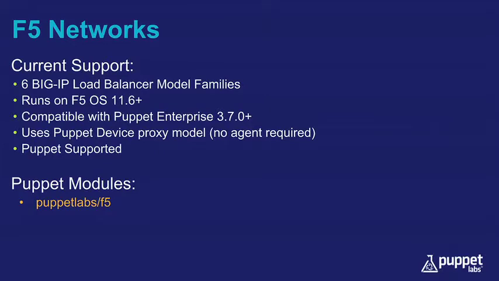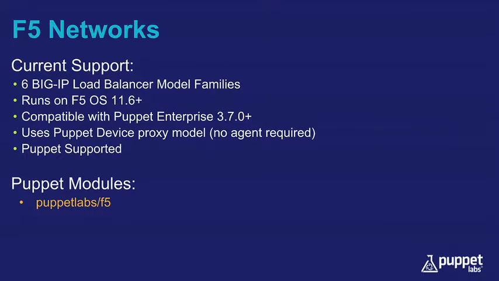The fun isn't just limited to network switches. We also have been working with F5. They have their BIG-IP load balancer series that you can control with Puppet. That's been available with Puppet Enterprise 3.7 and later. What's unique about this is that for the F5 load balancers, we're not actually running the Puppet agent on the nodes themselves. We have something else called Puppet Device that we use instead.